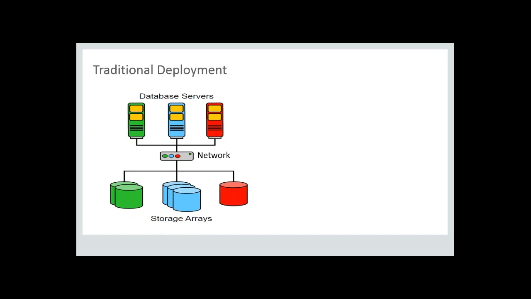That means you are buying database servers from IBM, HP, Dell, Sun. You are buying storage from EMC, from IBM, from Sun, and you are buying network from Cisco. That is what we typically used to do. That was the traditional way.